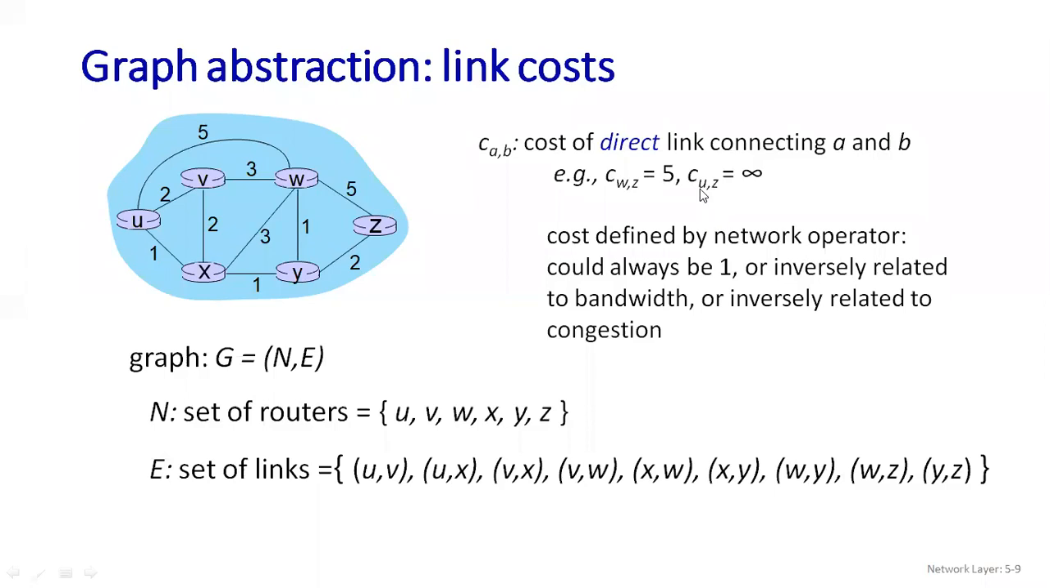Now take one more example, the cost of U comma Z. Do you have connectivity from U to Z, a direct connection? No, you don't. If you don't have any direct connection, then the cost will be infinity. That you have to remember. So if I want to write the cost of V comma Z, that also will be infinity, because I don't have any direct connection between V to Z. So wherever there is direct connectivity, only there are you going to write the cost.